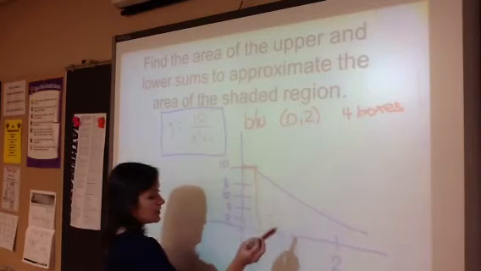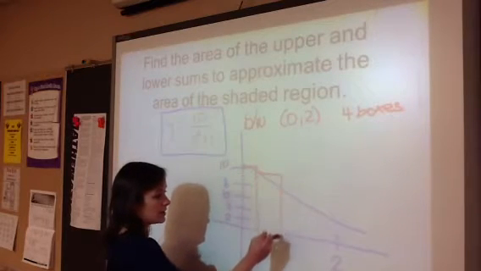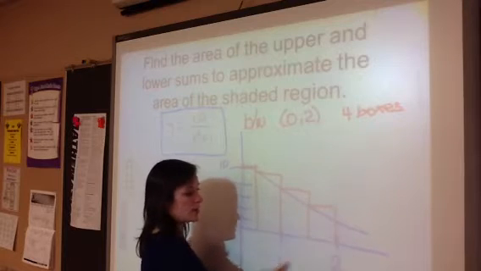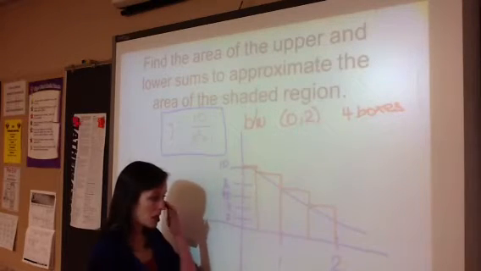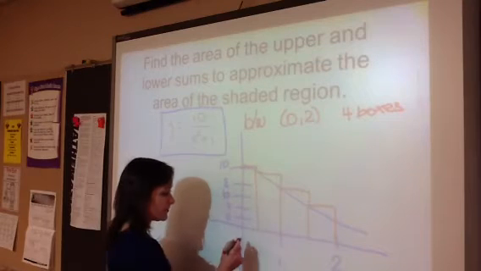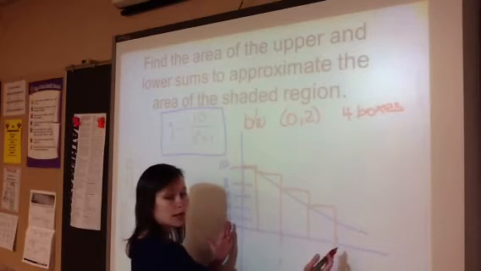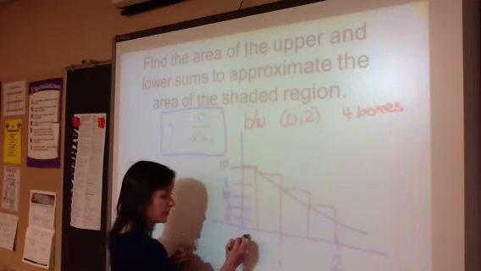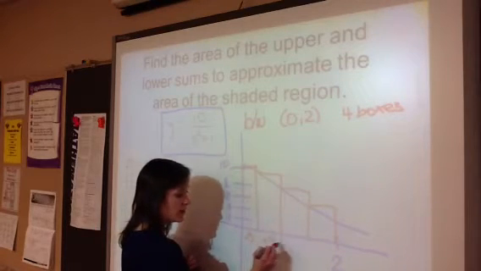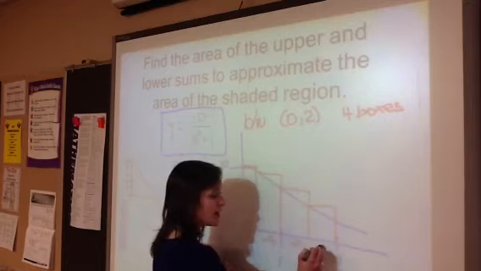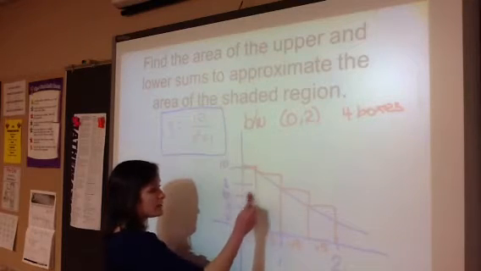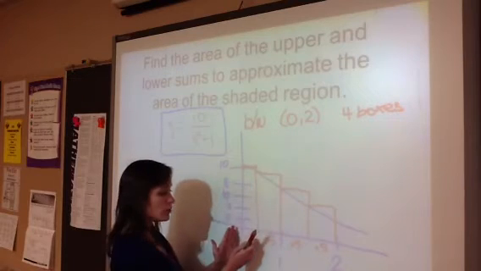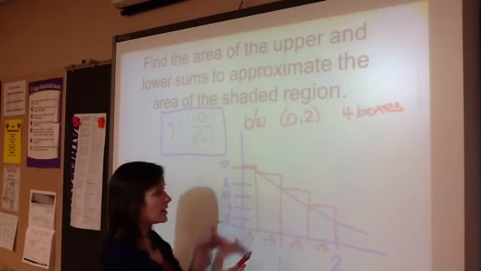So if we split this into 4 boxes, what is the width of each box? You should say that the width of each box, since we're going 2 across, and we split it into 4 boxes, is 0.5. So each width is 0.5. So to find the area of each of these red boxes, we need the height. We have our widths of 0.5, but we need our height.